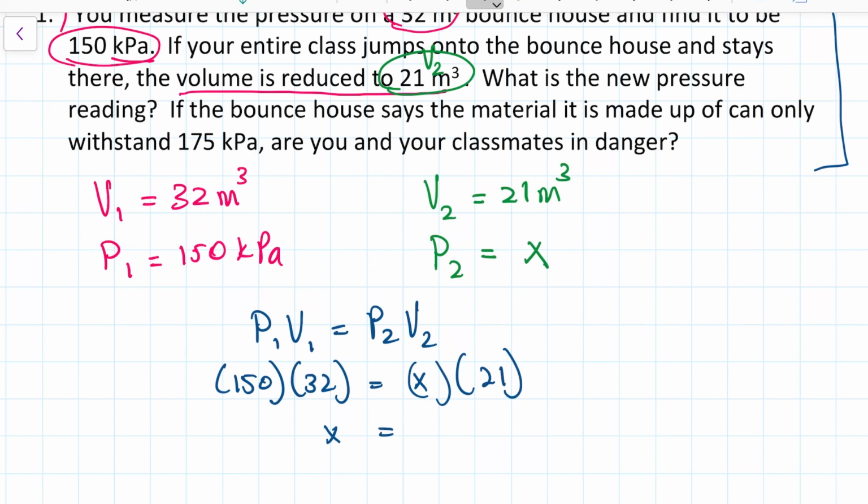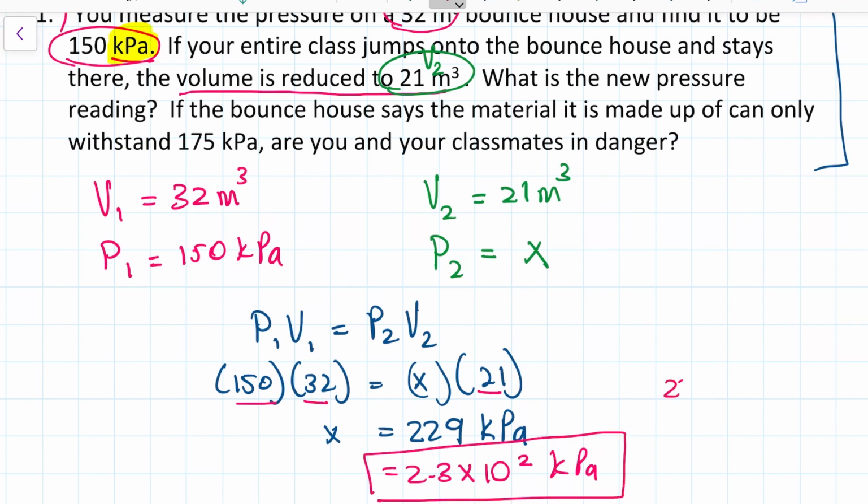All right, hopefully you worked this out on your own, and you should have gotten 229. Now it's a pressure, and in this problem the pressure is measured in kilopascals, so this is going to be kPa. And if you're using correct sig figs, we are only allowed 2 sig figs in our final answer. So we're going to change this to 2.3 times 10 to the 2 kilopascals.